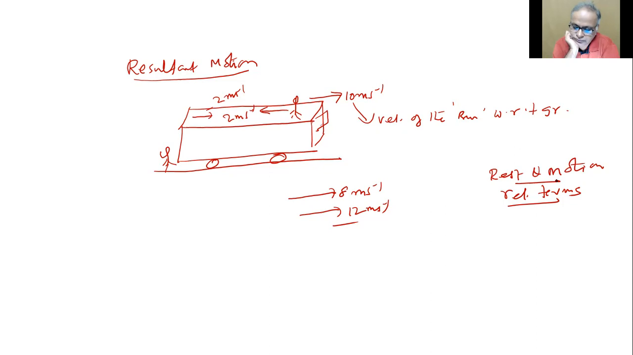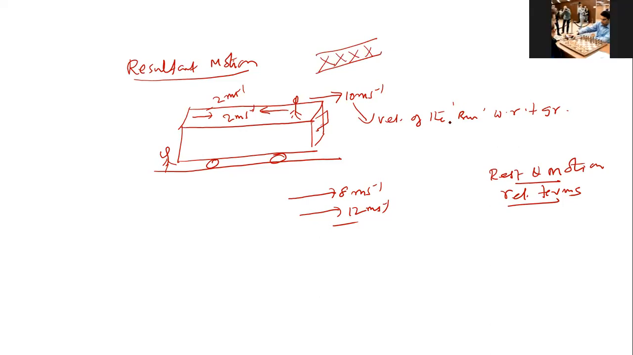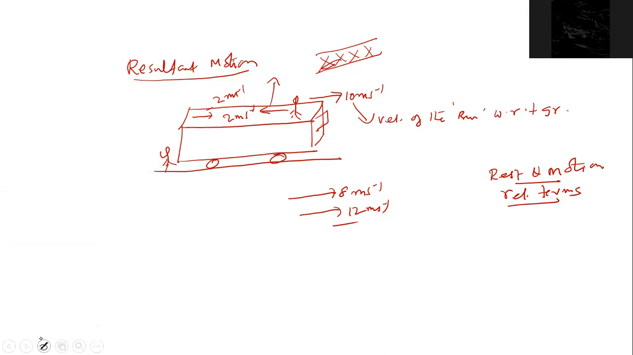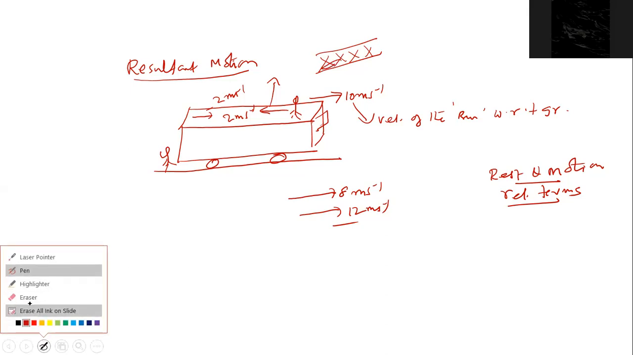Hello. Yes, sir. So just saying that somebody has a velocity, bus has 10, person has 2, so the net velocity 8, net velocity 12 is all very, very loose way of talking physics. Do you follow? So yes, velocity of the bus with respect to ground is 10. And what is this 2? Velocity of person with respect to bus. That's correct.